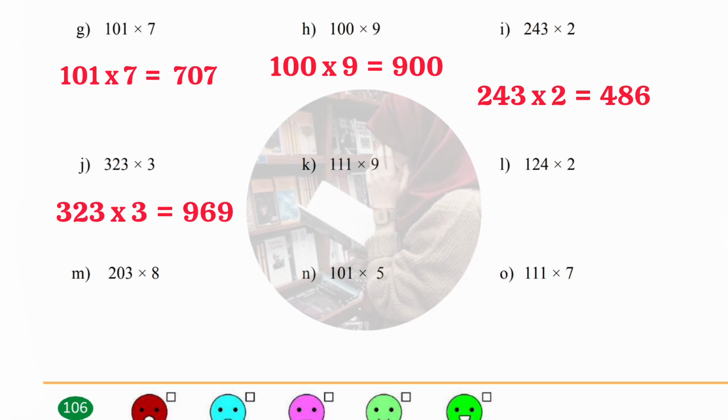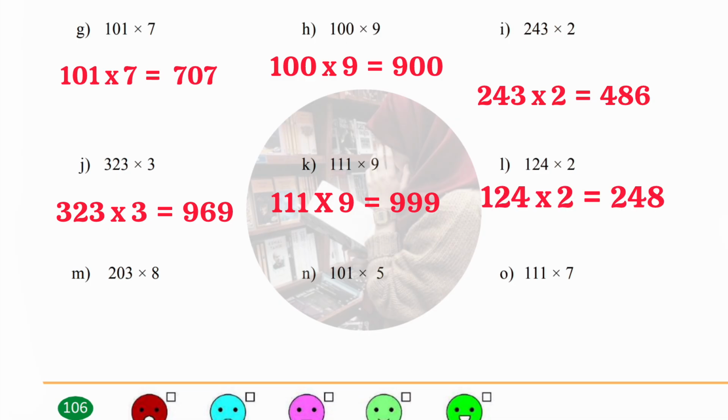Next, 323 multiplied by 3. 3 3s 9, 3 2s 6, 3 3s 9. 969 is your answer. Next, 111 multiplied by 9. So, answer is 999. Next, 124 multiplied by 2. So, 2 4s 8, 2 2s 4, 2 1s 2. So, answer is 248.